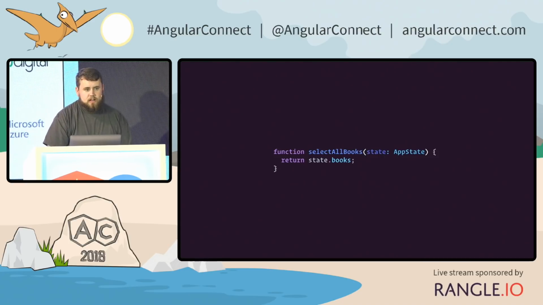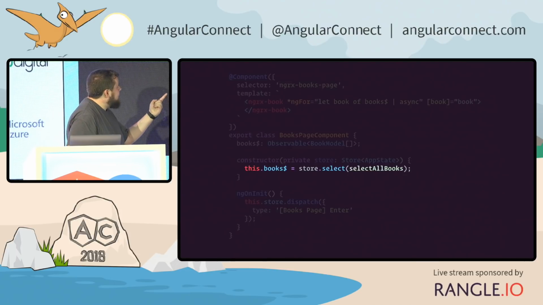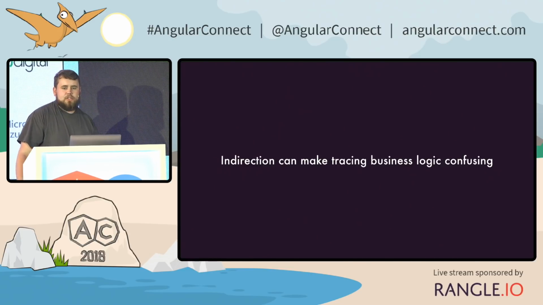In yet another file, there's now a selector that's taking the entire application state and retrieving that list of books. And then finally, circling back around to our components, it's applying that selector to state, and that's where the list of books come from. Did you follow all of that? No, indirection can make tracing business logic really confusing.